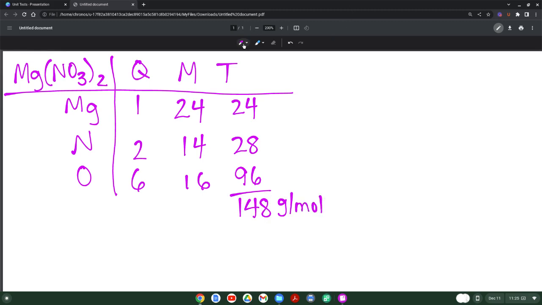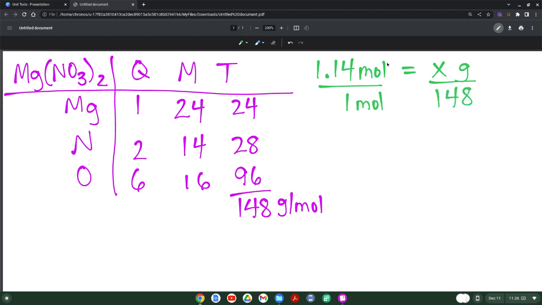Going down, I get the total. Right now, I would like to have 1.14 moles. That is equal to, I'm not sure how many grams, but I do know that 1 mole would be equal to 148 grams. So I'm just going to cross multiply, and I am going to get very simply 1.14 times the 148, and that comes out to 168.72 grams.